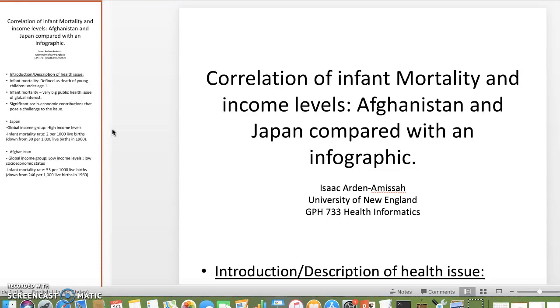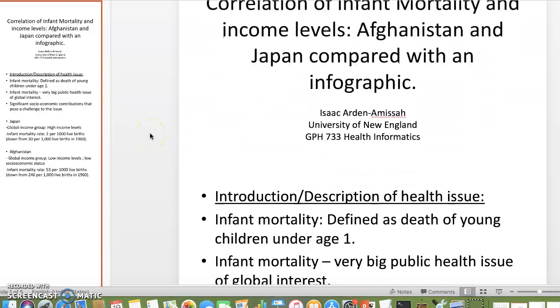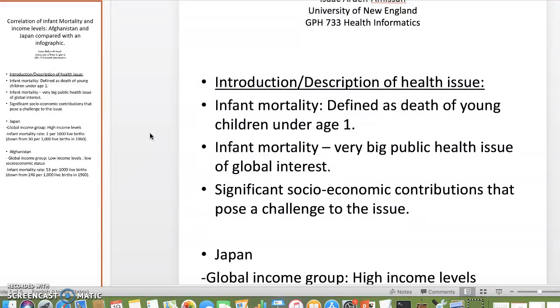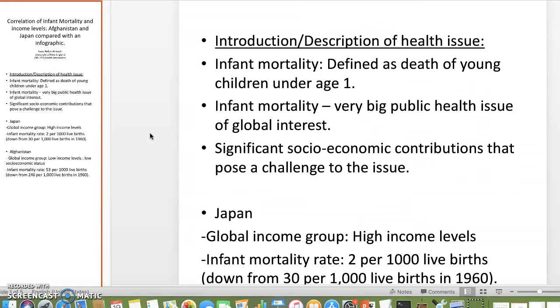Correlation of infant mortality and income levels, Afghanistan and Japan compared with an infographic. Introduction. Infant mortality is defined as death of young children under age 1.